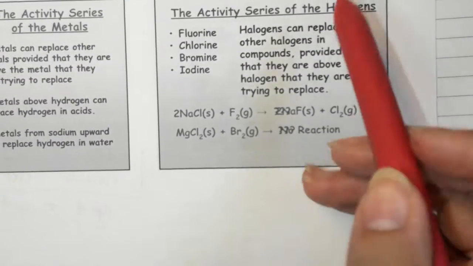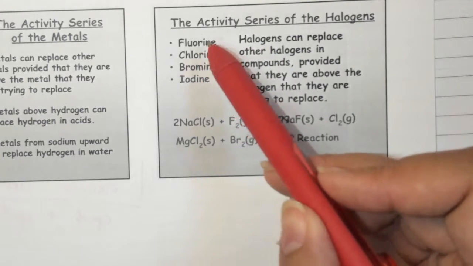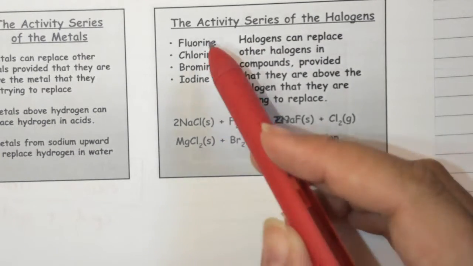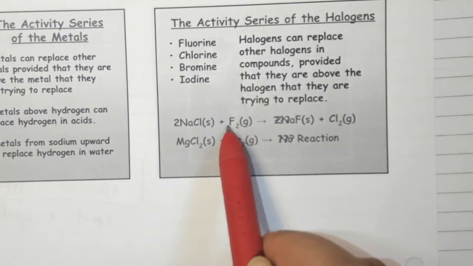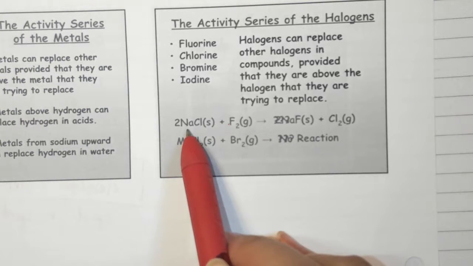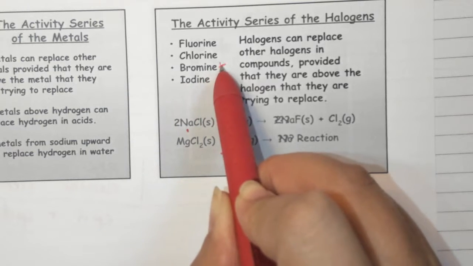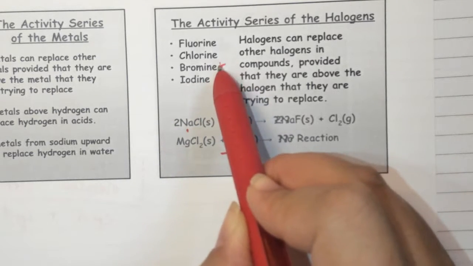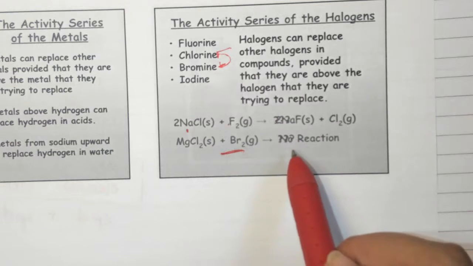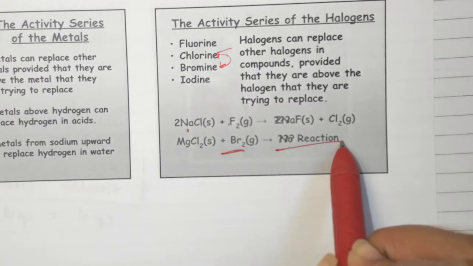And then you have an activity series for your halogens. Fluorine is the most reactive, so it can replace anything. So we can see here fluorine replaces chlorine in sodium chloride. But if I had bromine trying to replace something like chlorine, which is above it, it can't do it. So if we can't do something, we put no reaction instead of following it through.